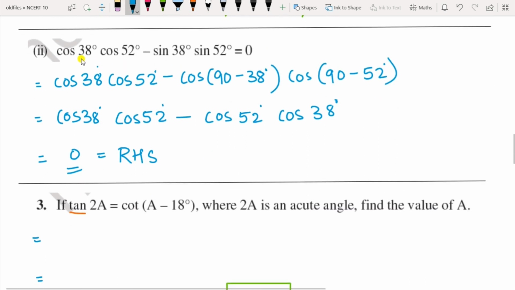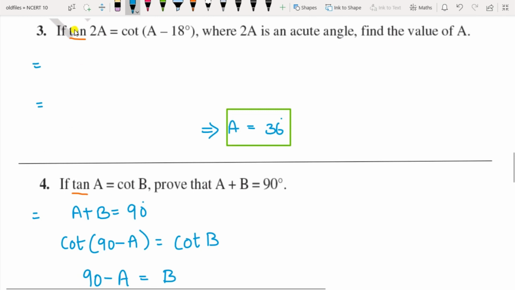Second question here: cos of 38 cos of 52 minus sin of 38 sin of 52, you have to prove equal to 0. So I have put the first two terms as it is, then minus sin of 38 as cos of 90 minus 38, sin of 52 as cos of 90 minus 52. So this will be cos of 52 and this will be cos of 38, and these both terms are same, and it is subtraction, so it will be 0. That is your RHS.